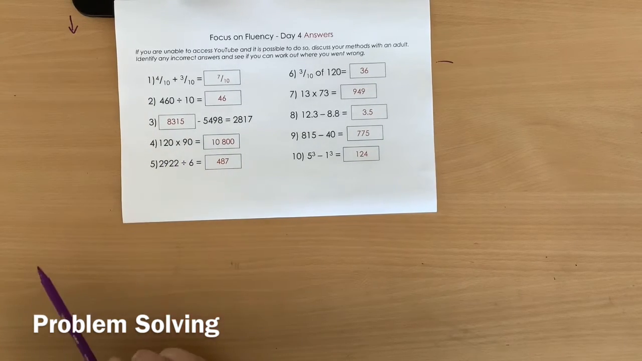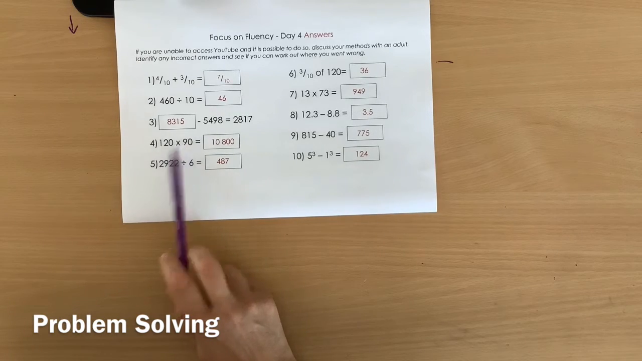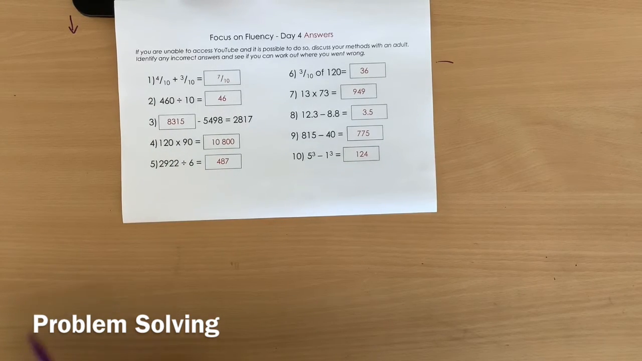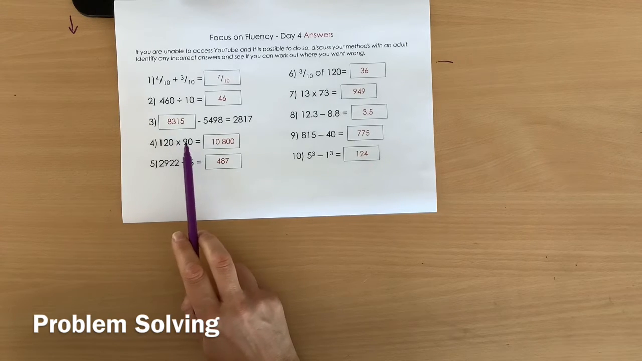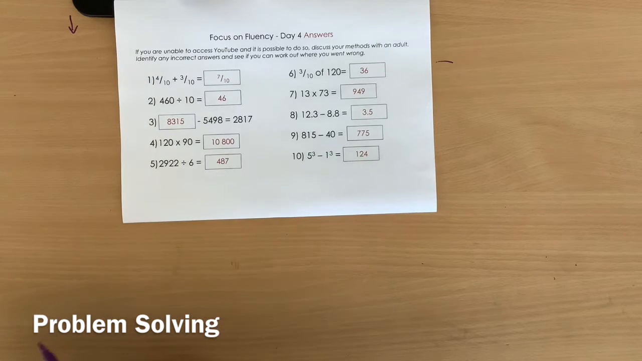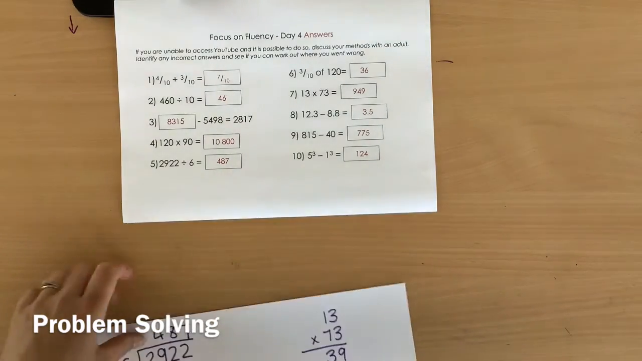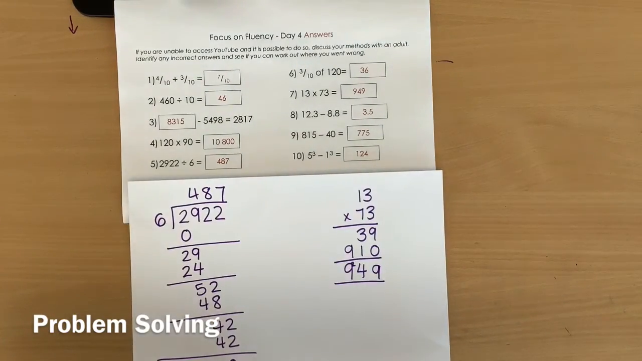120 times 90. Well, 12 times 9 is 108. Make that 10 times bigger. 120 times 9 is 1,080. And make it 10 times bigger again, 10,800. Okay, this next one I have done for you, just so you can see my working out and how we got to the answer 487.